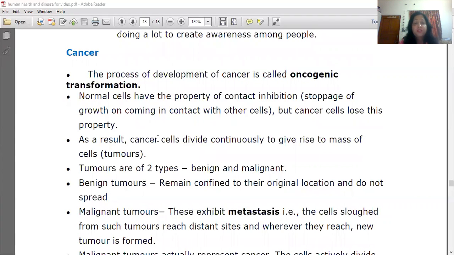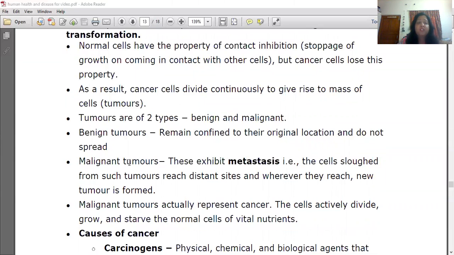Because these cells have lost the property of contact inhibition, their growth cannot be stopped, so they continuously divide, resulting in a mass of cells, and this mass of cells is known as a tumor. Tumors are basically of two types: benign tumor and malignant tumor. Now, what is the difference between benign tumor and malignant tumor?